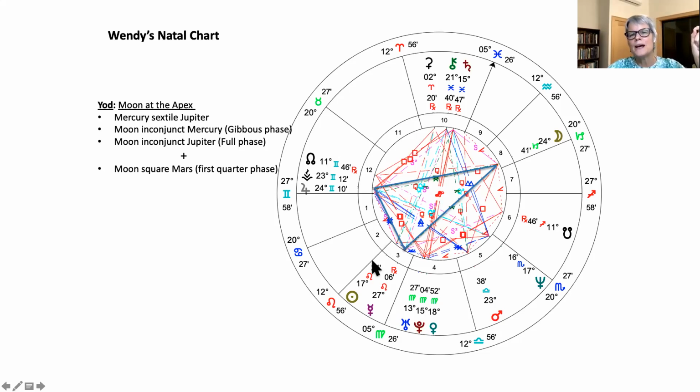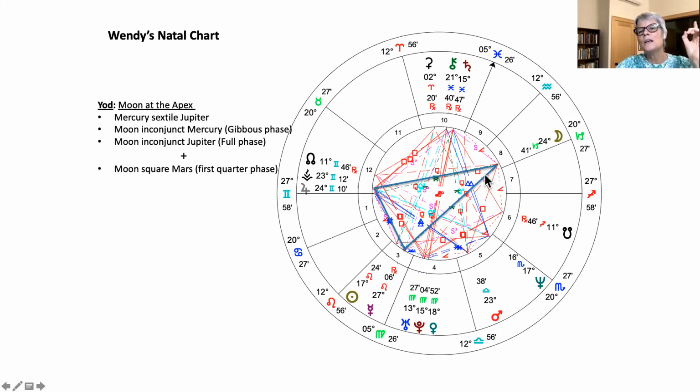So this is forming an isosceles triangle, if I said this right. And so the moon is in an inconjunct to her Mercury, and it's in an inconjunct to Jupiter, and that's what forms the yod. So the moon forms like an extreme intense focus for this Jupiter-Mercury sextile. In fact, it's more than a focus, it's like an outlet of that energy.